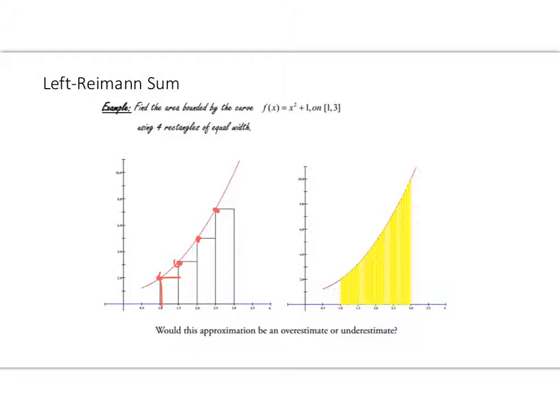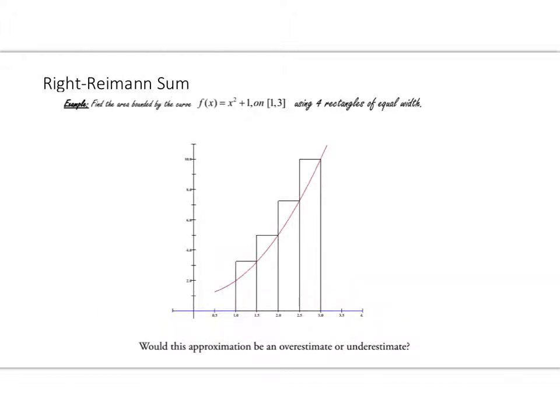Now on the left I only used 4 rectangles. On the right, in the yellow, I have lots and lots of little rectangles. So the more rectangles I use, the more accurate my area will be. For a right Riemann sum, the right corner is on the curve. So in this case I can see that these rectangles are all above the actual area, so this one is going to be an overestimate of my curve.